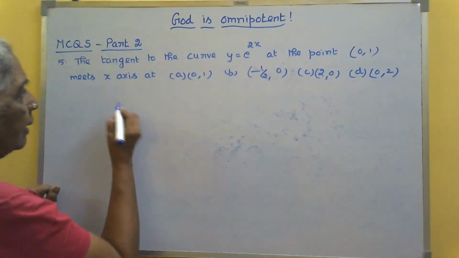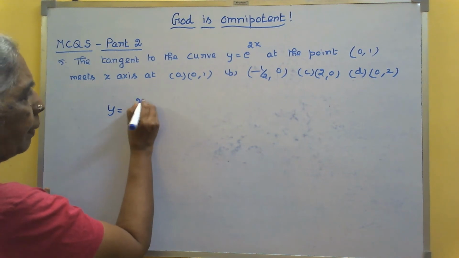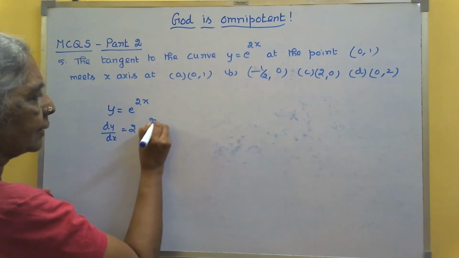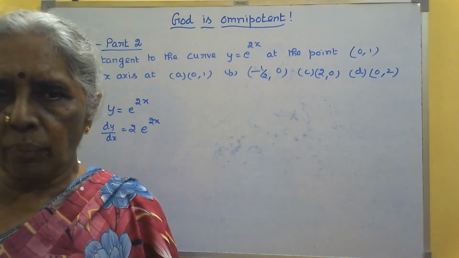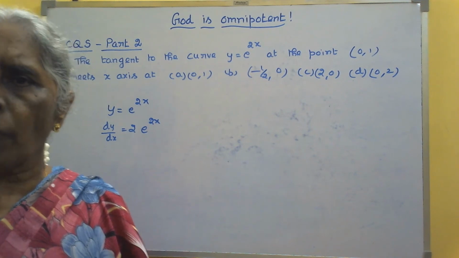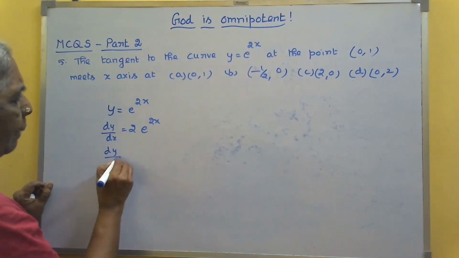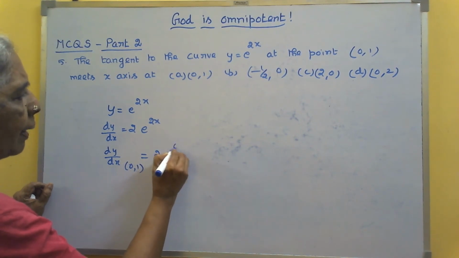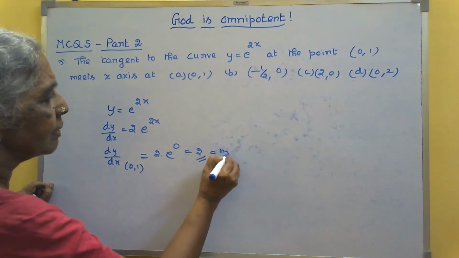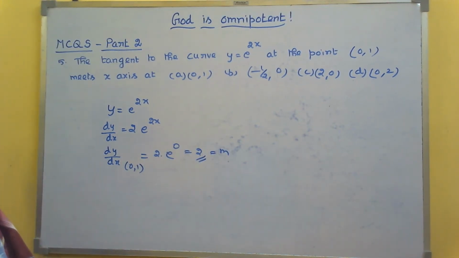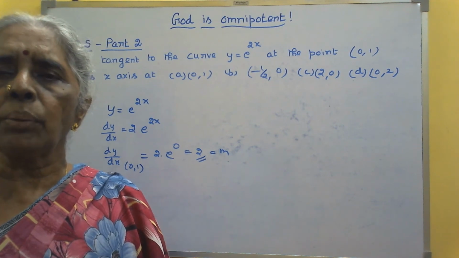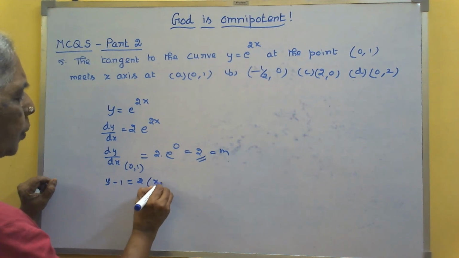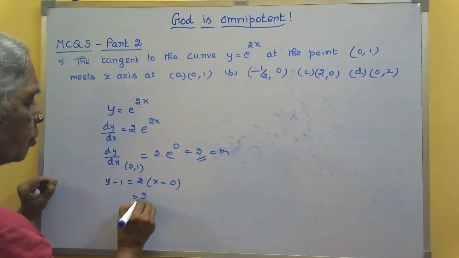So first to start with, let us write the equation of the curve y is equal to e power 2x. So the dy by dx you will be getting 2e power 2x. dy by dx is not the slope. dy by dx at (x1, y1) is the slope of the tangent. So let us find dy by dx at (0, 1). That will be equal to 2 into e power 0. So you get 2 and this is your m. The equation of the tangent, you know, y minus y1 is equal to m into x minus x1. So you will get y minus 1 is equal to m into x minus 0, that is 2x.